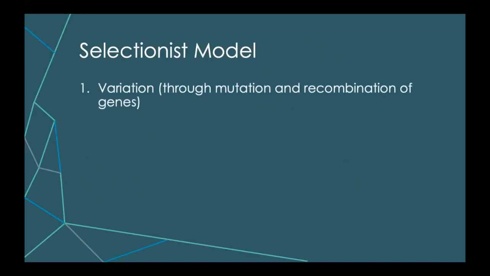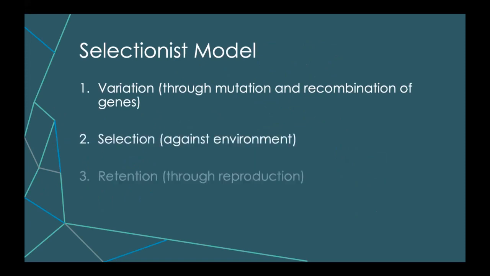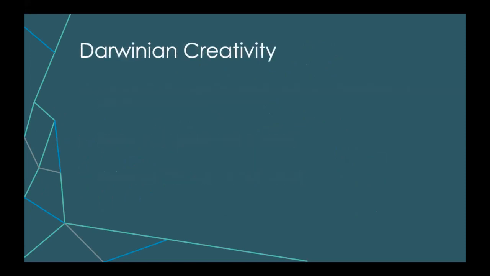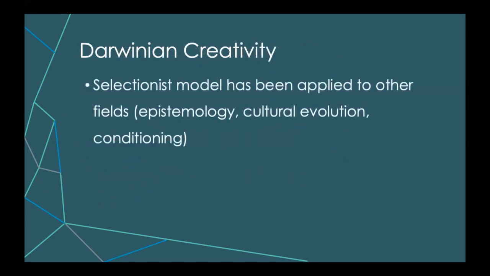There's variation through mutation and recombination of genes, the selection against the environment, and retention of successful traits through reproduction. So this selectionist model has been applied to lots of other fields, such as evolutionary epistemology, cultural evolution, and behavioral conditioning. And I'm going to be looking at it applied to creativity. This was first proposed by Campbell in 1960, but it was revisited by Dean Simonton in the 90s, and then again, I think, in the late 2000s.